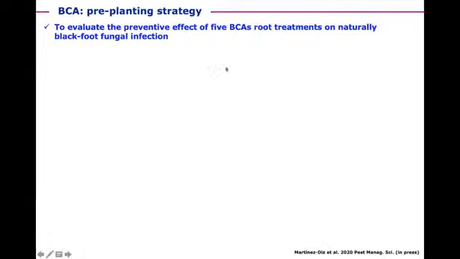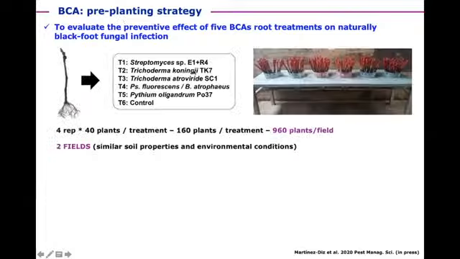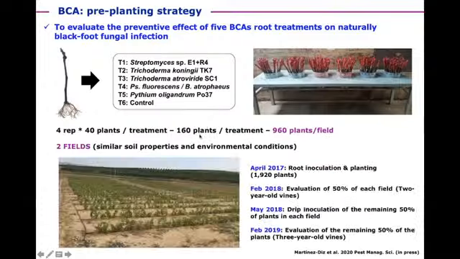We recently performed an experiment to evaluate the preventive effect of 2 potential biocontrol agents, that is Streptomyces sp. E1 plus R4 and Pythium oligandrum PO37, and 3 BCA commercial products containing Trichoderma atroviride SC1, Trichoderma gamsii TK7, and Pseudomonas fluorescens plus Bacillus atrophaeus on blackfoot infection in grafted plants. We used the same protocol as explained before in the biofumigation: dipping the roots and the basal part of the plant in the biocontrol suspensions or water for 24 hours at room temperature before planting.